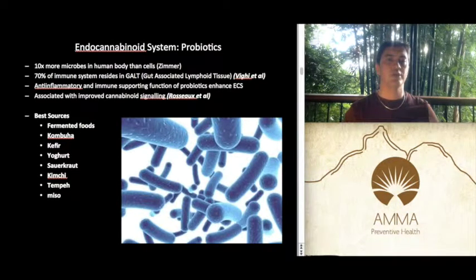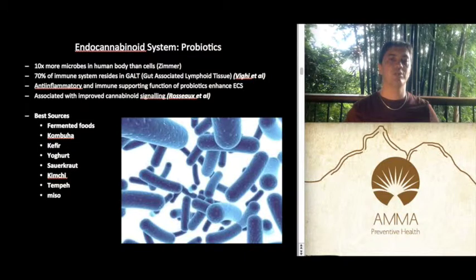Endocannabinoid system and probiotics. Support of our endocannabinoid system with the use of probiotics is very important. 70% of the immune system resides in the gut-associated lymphoid tissue, and as mentioned, the immune response and inflammatory response systems and tissues are intimately associated with the CB2 receptor. So the anti-inflammatory and immune supporting function of probiotics enhances the endocannabinoid system, and consumption is associated with improved cannabinoid signaling. The best sources of these probiotics are fermented foods such as kombucha, kefir, natural yogurt, sauerkraut, kimchi, tempeh, and miso.